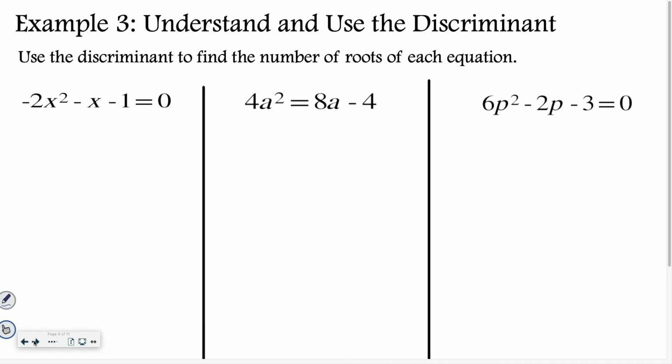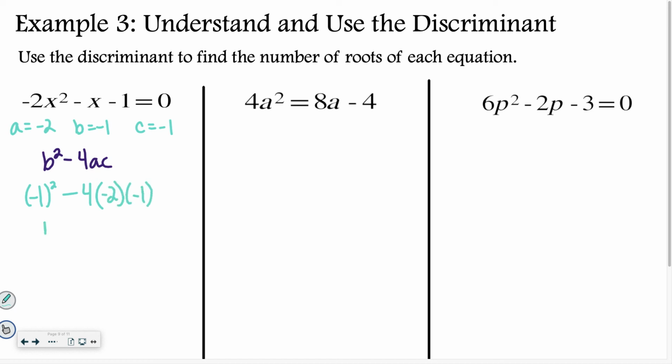So this very first one, I have negative 2x squared minus x minus 1. So again, if I start, my a value is negative 2, b is negative 1, and c is negative 1. So if I do the discriminant, that is b squared minus 4ac. So I'm going to have negative 1 squared. Remember, anytime you square a negative, it should become positive. Got to use parentheses on your calculator, otherwise it's going to lie to you and say it's negative. Okay, minus 4 times negative 2 times negative 1.